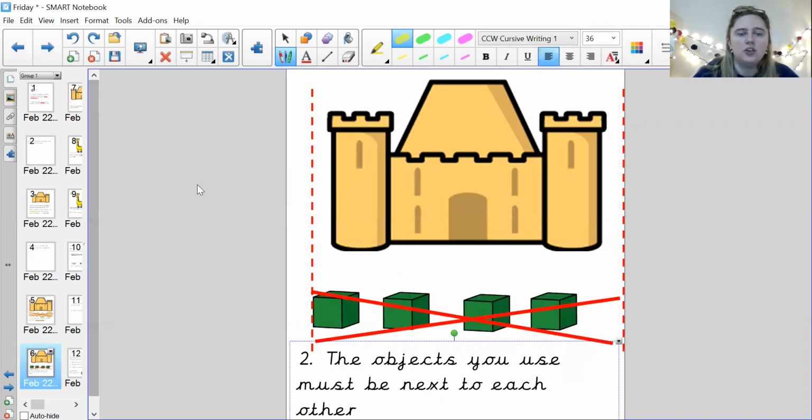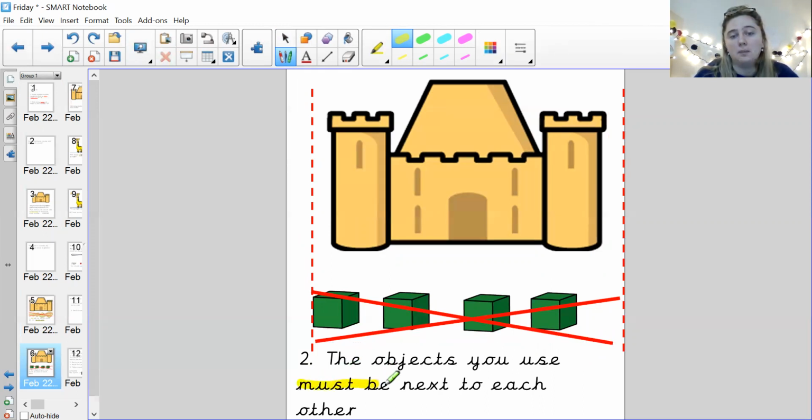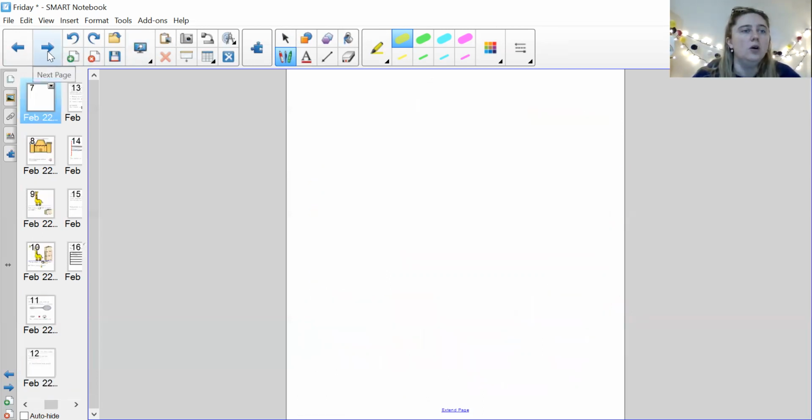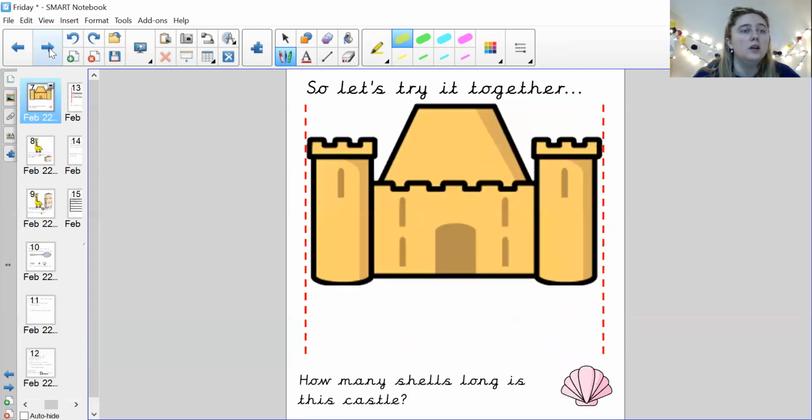Okay, rule number 2 is the objects you use must be next to each other. They must be put right next to each other. So we can't have these gaps here. Do you see? So we could use blocks. These are perfect because they're all the same size, but we can't have any gaps like that. Okay, so that's rule number 2.